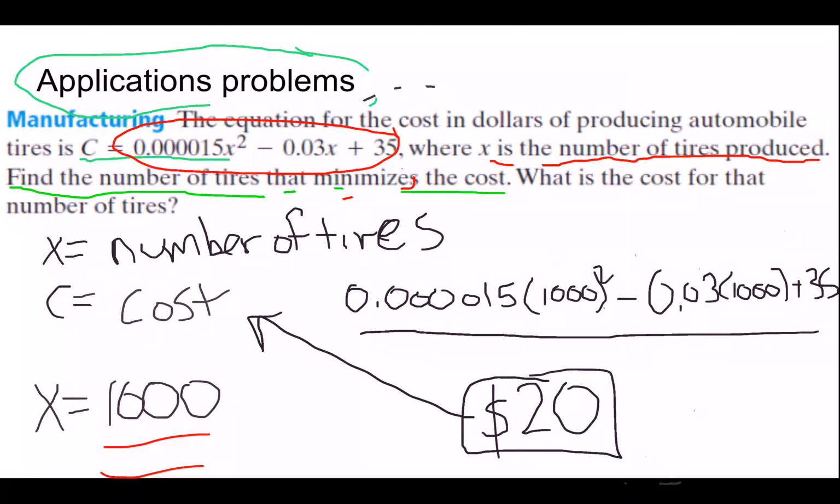So again, all you have to do in an application problem is, most times if it asks for a min or for a max, you find the vertex. Whatever your x variable is, that will be the first thing that you find. Whatever your y variable is, or what the equation equals, will be the second one that you find by plugging in the x in there.